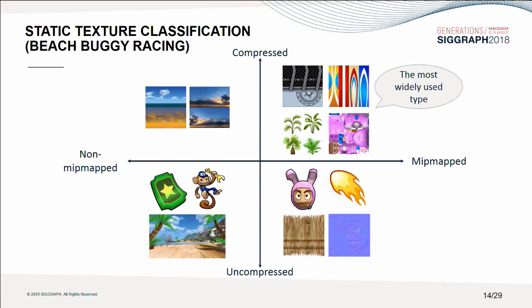This slide shows an example of static texture classification in the game Beach Buggy Racing. Compressed min-max textures are the most widely used type for general textures, and min-max uncompressed textures are categorized for preserving fine details. Non-min-max uncompressed textures are usually one-to-one mapped to the screen. And finally, compressed non-min-max textures are usually used for sky and other environments.